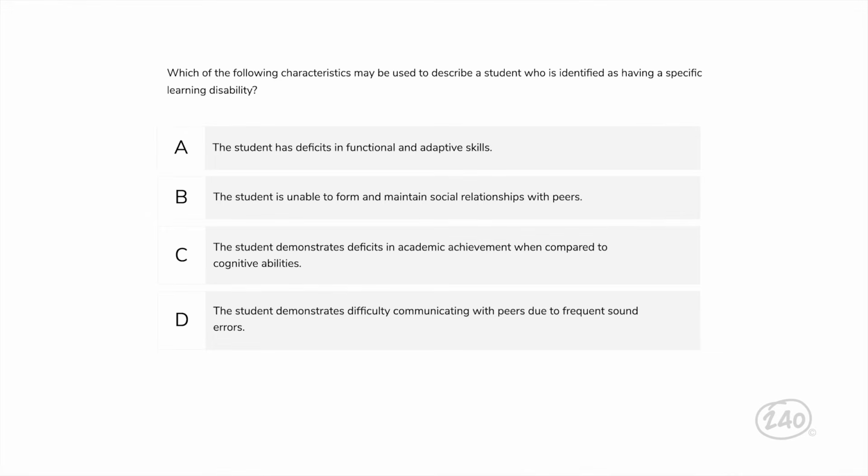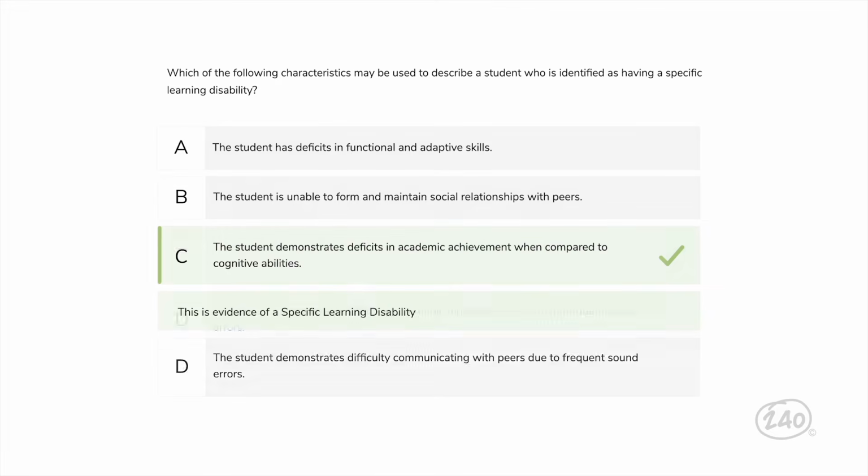Here's one where we need to be able to classify disabilities. This question is asking us to identify a trait of a student with a specific learning disability. This choice, the student demonstrates deficits in academic achievement when compared to cognitive abilities. Therefore, it's an indicator of a specific learning disability. So this choice is correct.